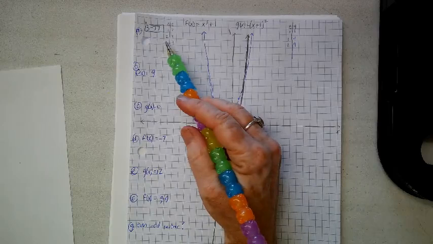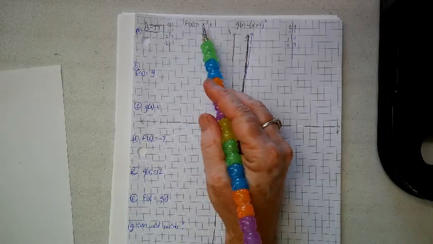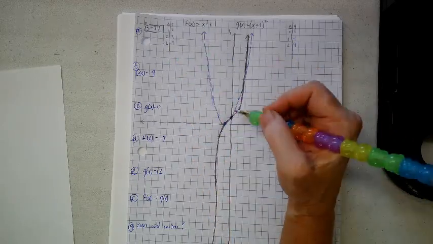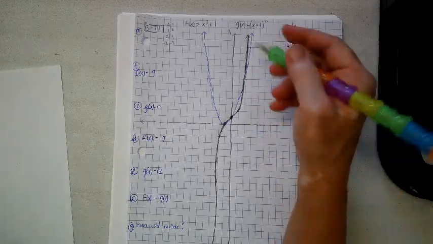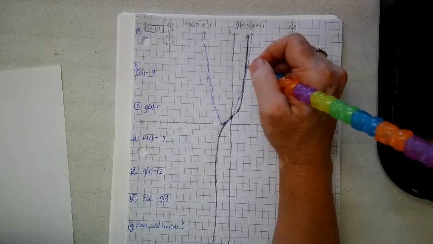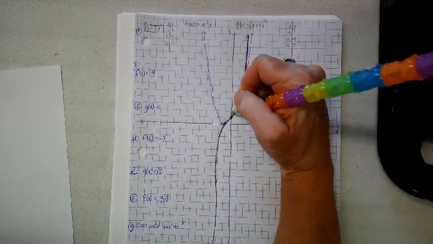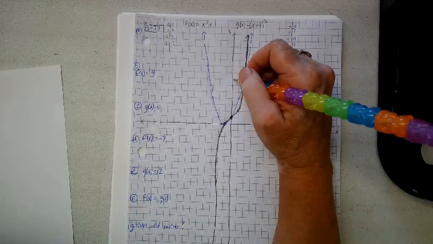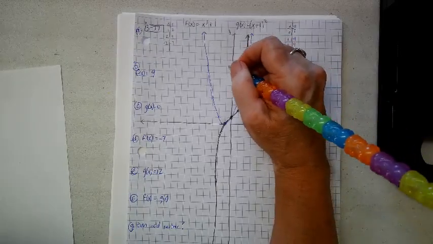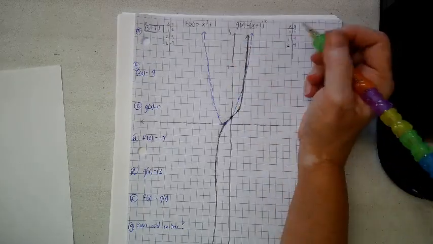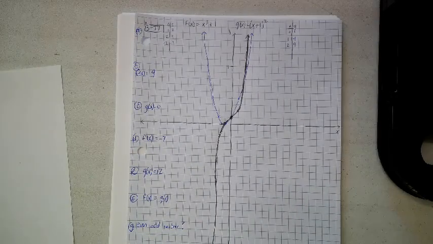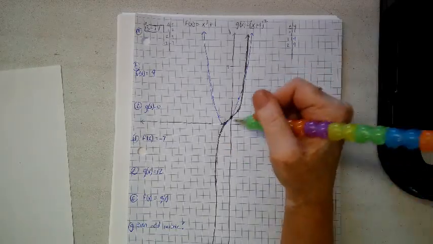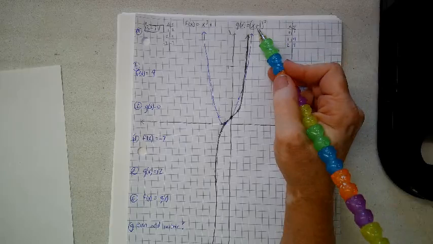And then I plugged in 2. 2 cubed is 8 plus 1 is 9, so I knew that it had a point at 2 comma 9. So that's this one way up here, I believe. This is 9. It's right here. That's how I graphed it, and then I went ahead and graphed my parabola.